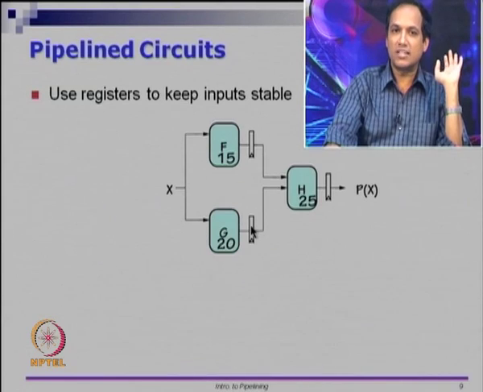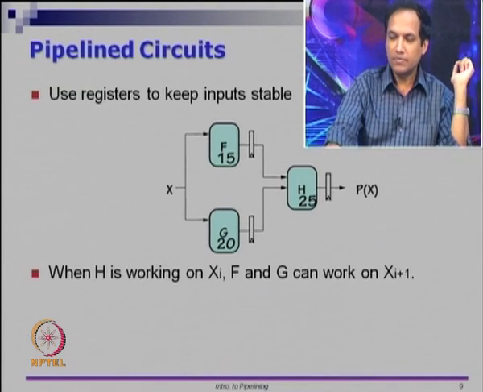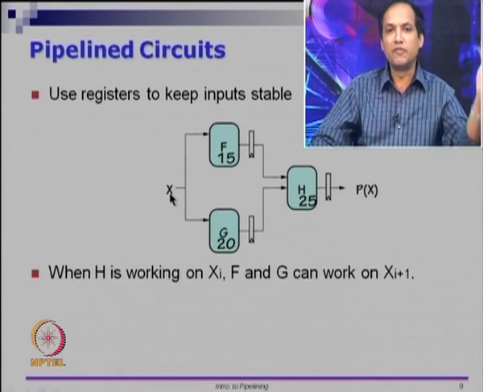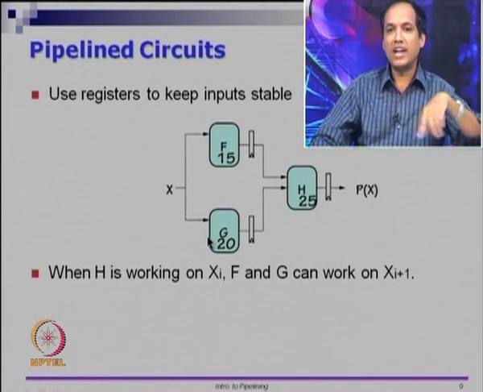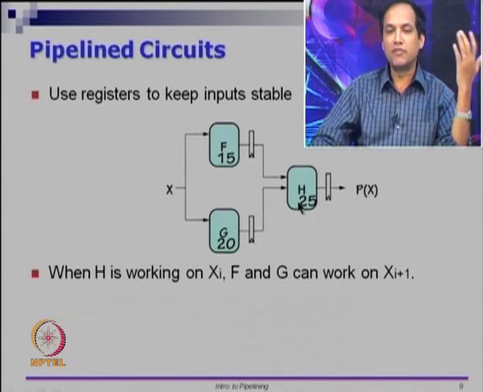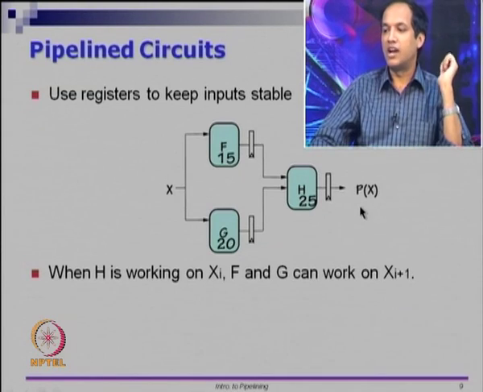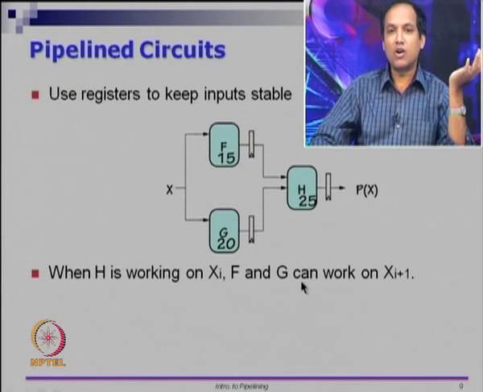So when you pipeline a circuit, we are making effective use of the hardware. If I give X at time unit i, let me call that input Xi, this could be the 5th input or the 7th input or the 9th input and so on. If H is working on Xi, F and G are actually going to work on Xi plus 1. So if H is processing the 5th input, then F and G will be processing the 6th input, and P of X will be the 4th input's output, and so on.